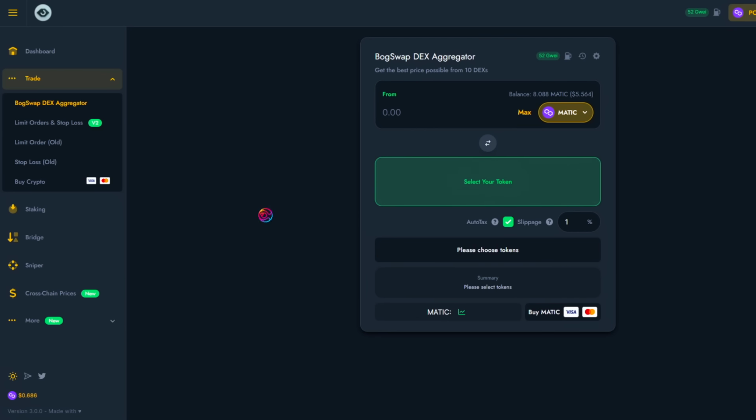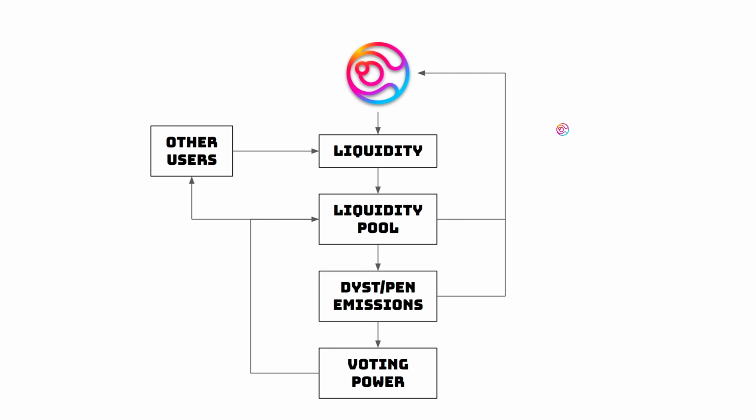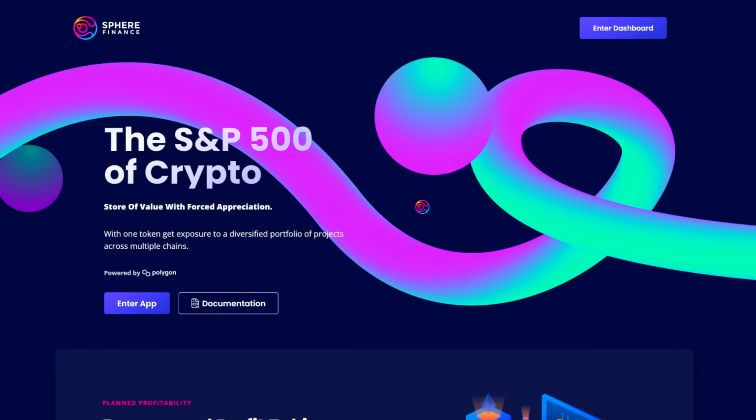Deep liquidity then attracts high trading volume because DEX aggregators like BogSwap automatically route swaps through the best combination of DEXs with lowest fees and highest liquidity, altogether bringing even more swap fee revenue to Dystopia Penrose liquidity providers, including Sphere. As impressive as that all is, it actually goes one step further.